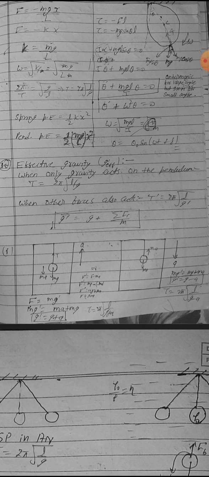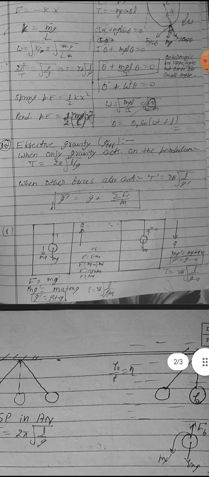Suppose other force also acts, then time period would be given by 2 pi into under root L by g dash, where g dash is the effective gravity, and that is equal to g plus sum of all the forces divided by mass of the system.